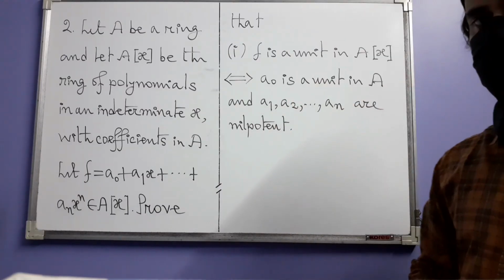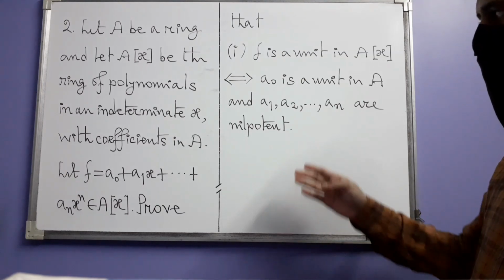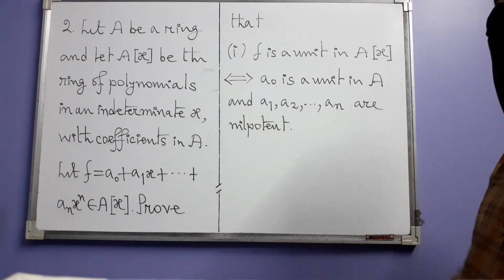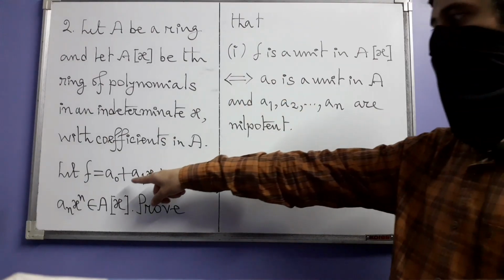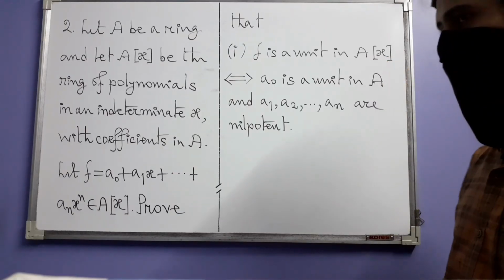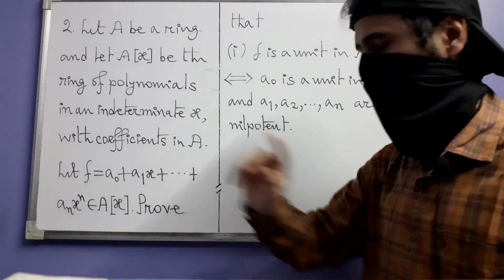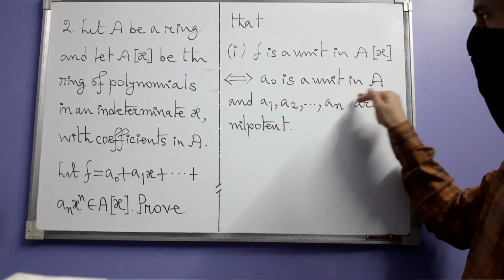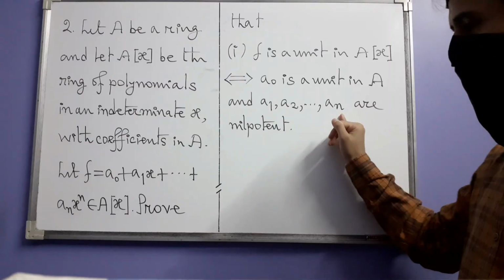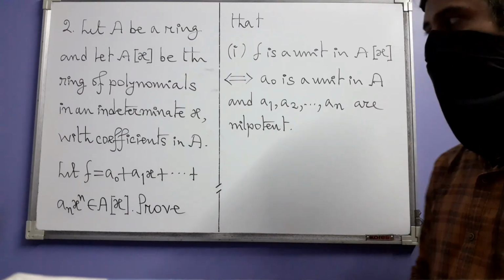Prove this. Actually there are 3 other parts to this exercise. Today however we are only going to prove part 1, which is a double implication. We have to prove that such an element f is a unit in the ring A[X] if and only if a0, this coefficient, is a unit in A and the other coefficients a1, a2 all the way up to an are nilpotent elements in A.